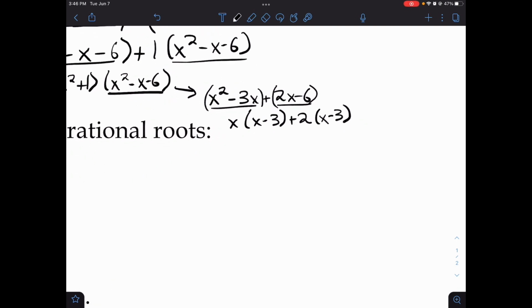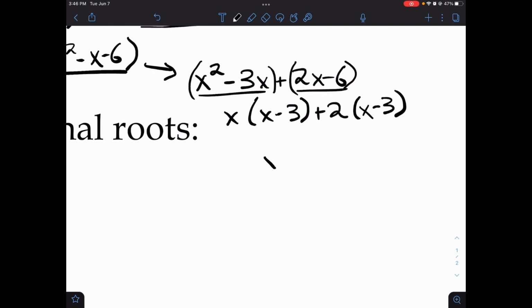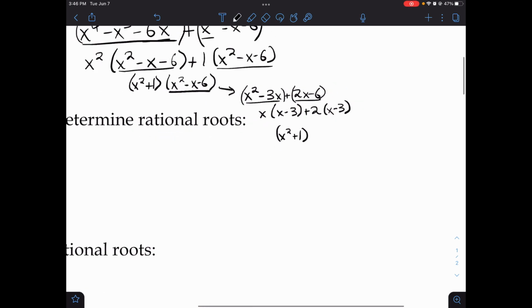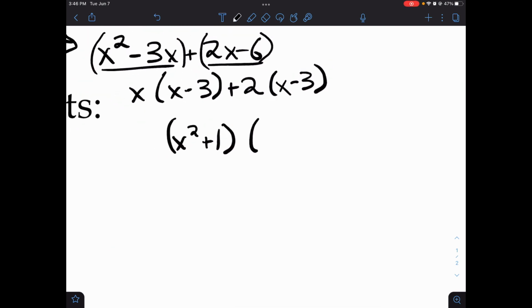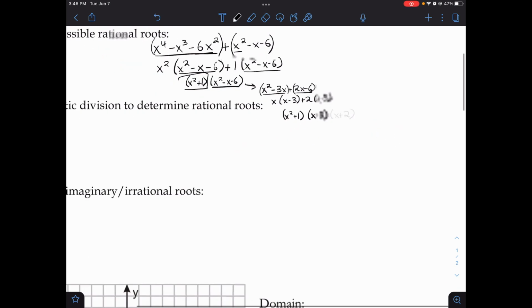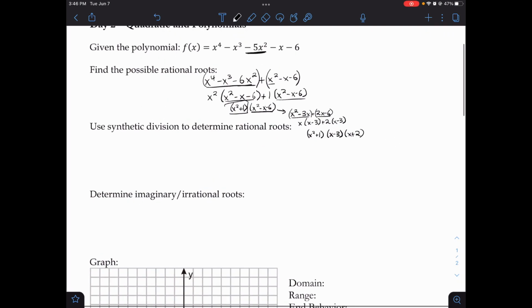Let's make it look pretty. Our factors are x squared plus 1, because we cannot forget that we had 1 right here, and now our other factors are x minus 3 and x plus 2. Now when you multiply all of these together, you will get back to x to the fourth minus x to the third, so this polynomial right here.